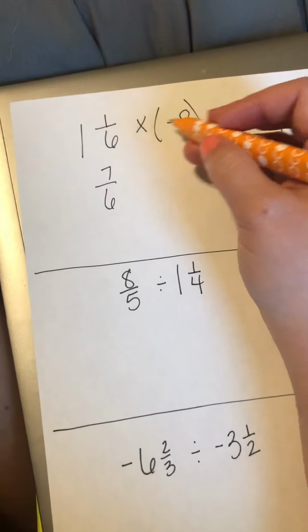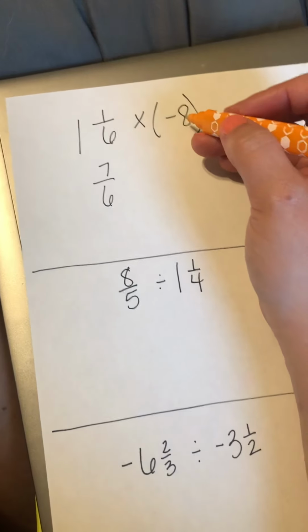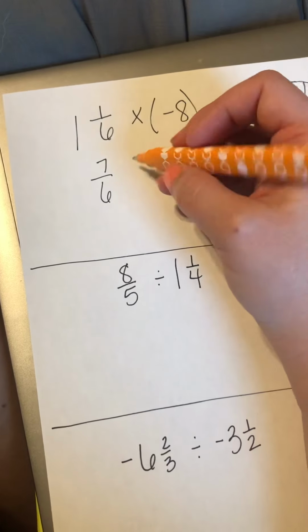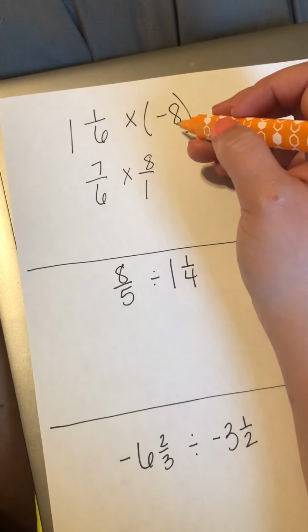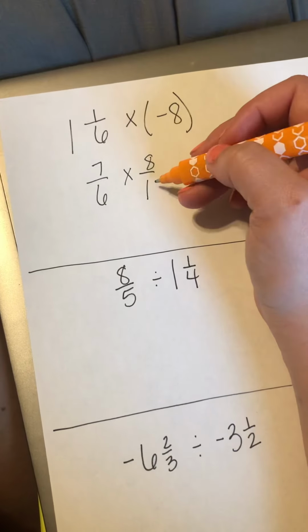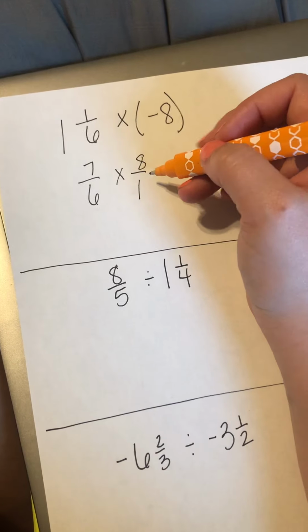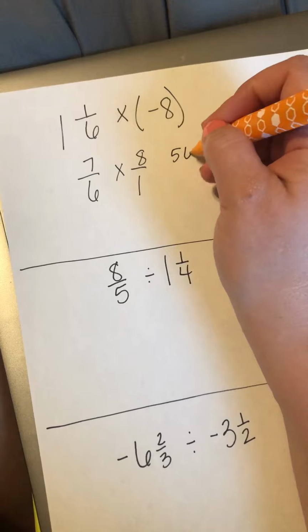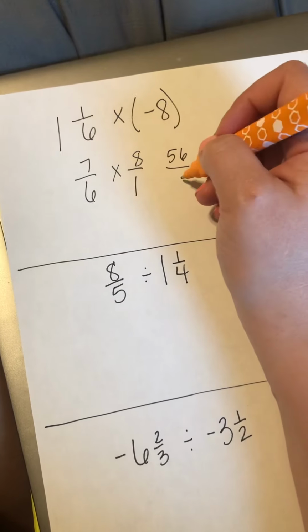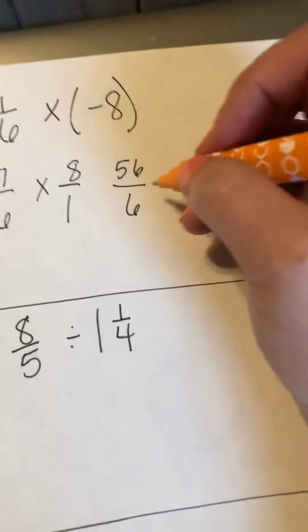Keep the denominator. This is not a mixed number, but it's a whole number, and we have to make it improper in order to be able to multiply, so we just put a 1 underneath it. If you have a whole number, you just put a 1 underneath to make it an improper fraction. Multiply straight across. 7 times 8 is 56. 6 times 1 is 6. We can reduce this by half.